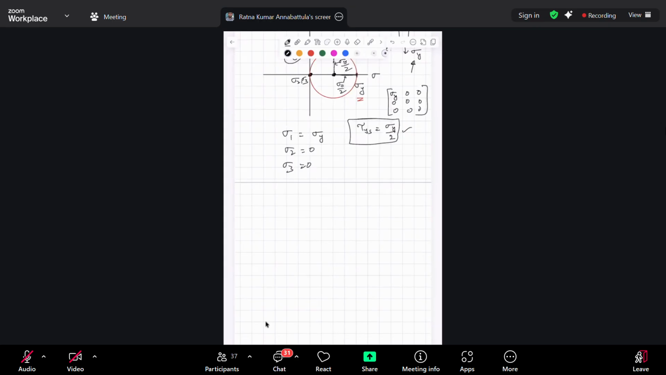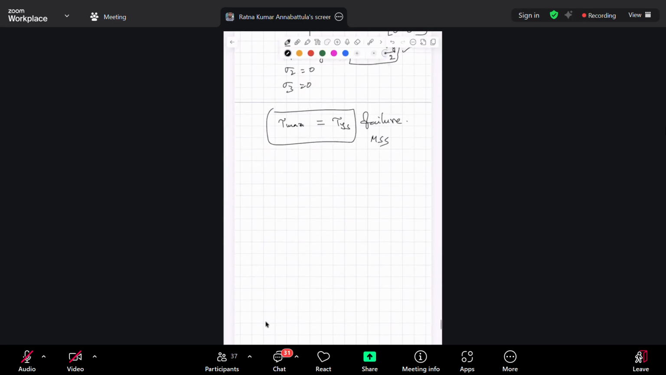Now, what is the maximum shear stress theory? This theory says that when the maximum shear stress induced in the material becomes equal to the shear yield strength of the material, that is when failure happens. That is the maximum shear stress theory. Now, if your stress state has three principal stresses, sigma 1, sigma 2, sigma 3, that means sigma 1 is greater than sigma 2, which is greater than sigma 3.